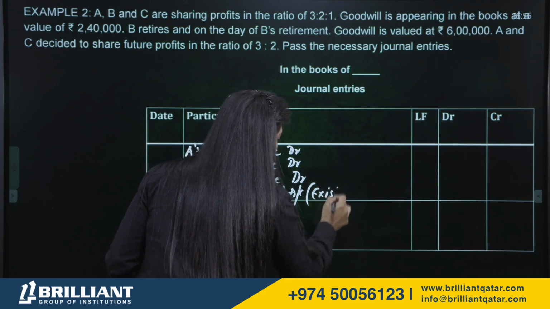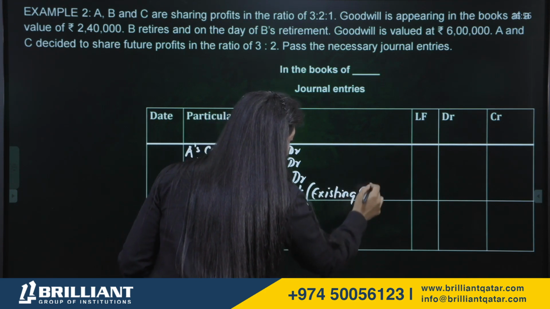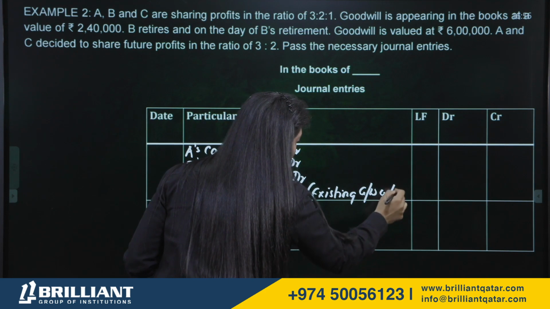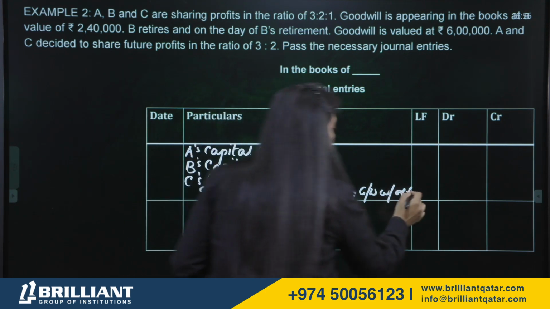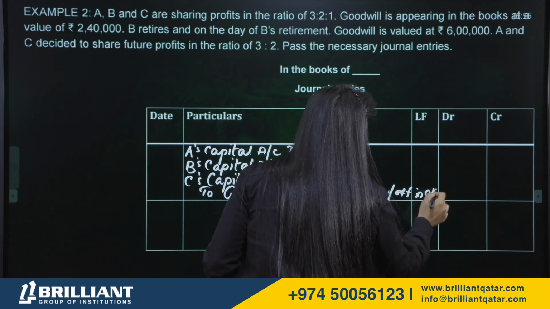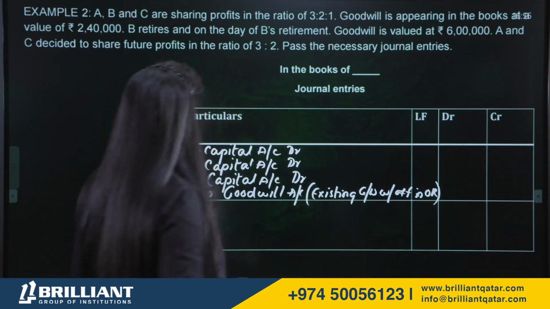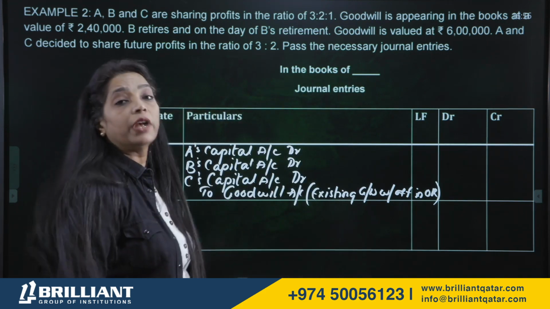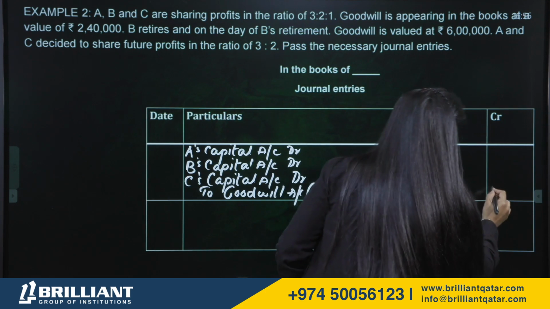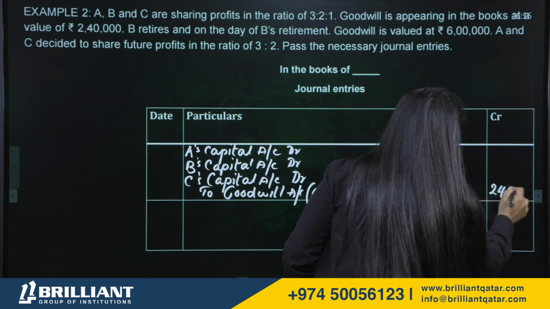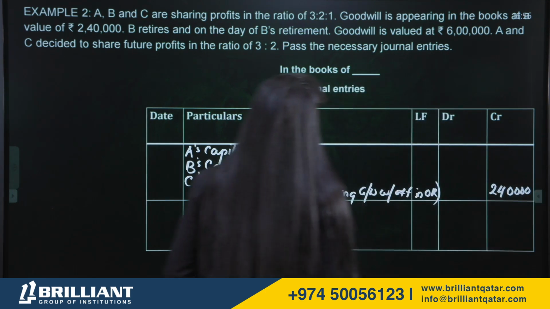Existing goodwill written off in old ratio. So what is your goodwill? Goodwill is appearing in the books at 2,40,000. This 2,40,000 is distributed in the old ratio.